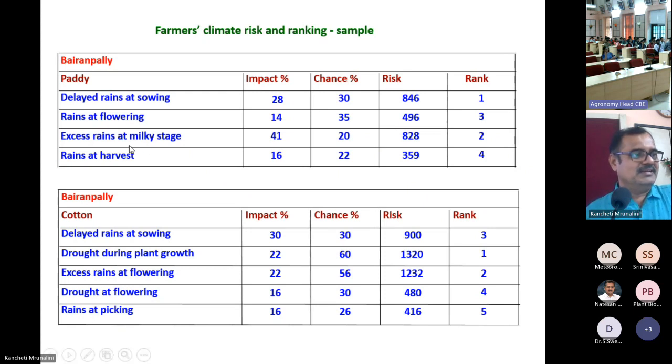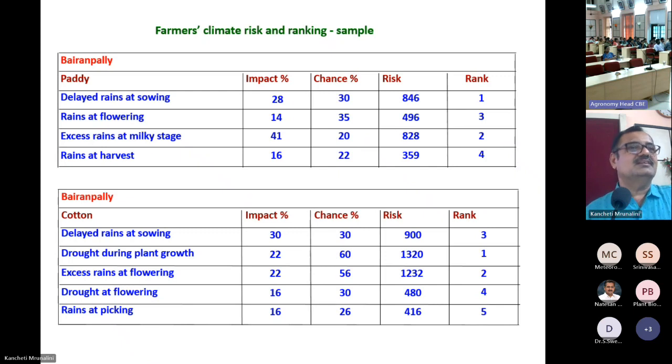And similarly, if there are excess rains at the milky stage, the impact is 41, that means the reduction in yield is more compared to the first one. But the occurrence of chance is less. Out of 10 years, only 2 years they have experienced it. If you see the impact, the risk is this number and the rank is second. Out of 10 years, the most risk is associated with the delay in the rains to take up the transplanting.